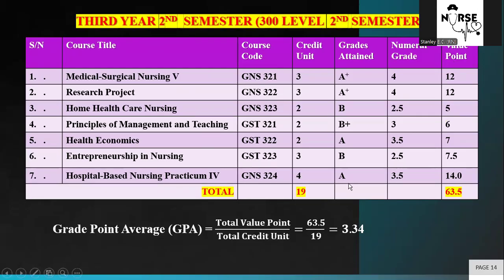I hope you know how to calculate this by now. That's why I don't want to take too much time for this video. The grades attainable for this peculiar student: you know that somebody can get an F, somebody can get a C, somebody can get a B, but this student got A+, A+, B, B+, A, B, A for these courses for this year, second semester. When you multiply the value points, you get 63.5. So the total value point divided by the credit unit for this student is 3.34. So at the end of the semester, this student got 3.34.